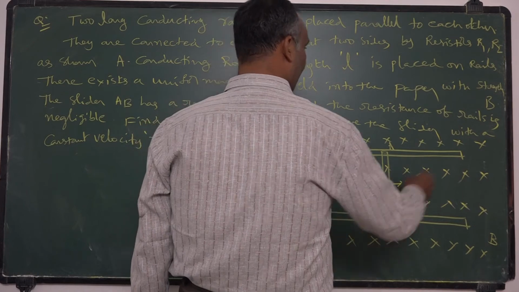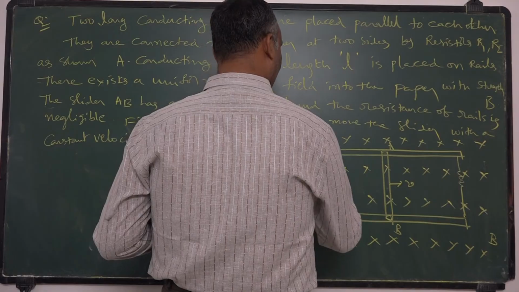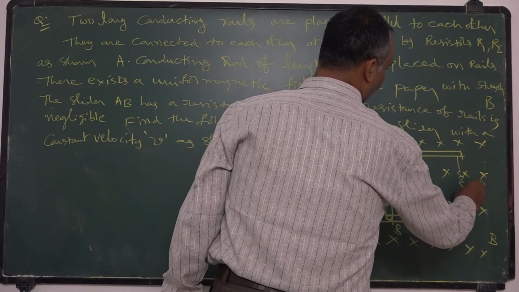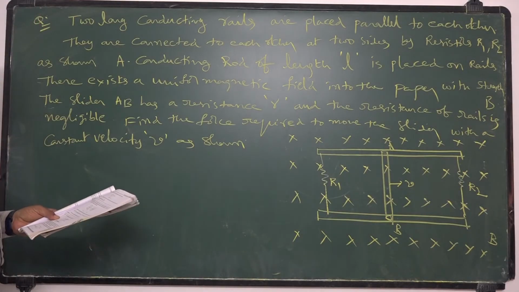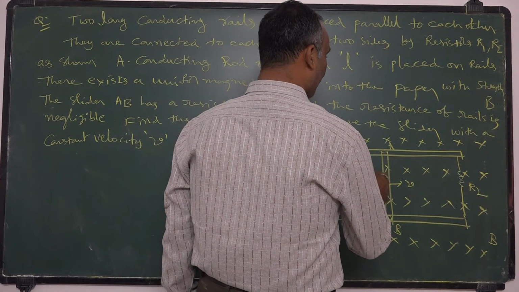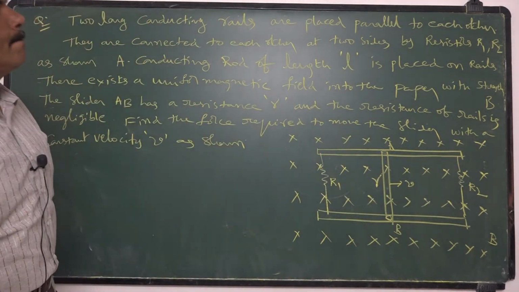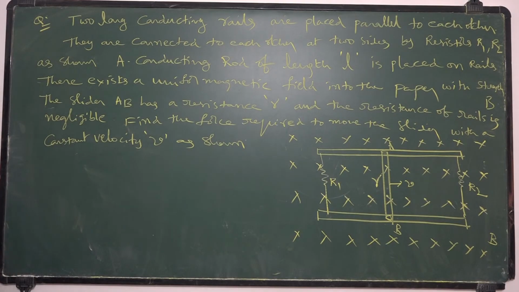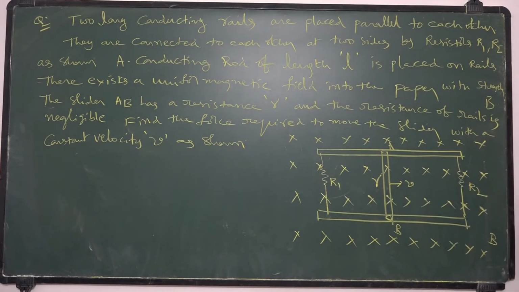These two are connected by two resistors. The resistance connected at this end is R1, the resistance connected at this end is R2. The slider AB is moving with velocity V and has a resistance small r. Resistance of the rails is negligible. You are required to find the force required to move the slider with constant velocity V.